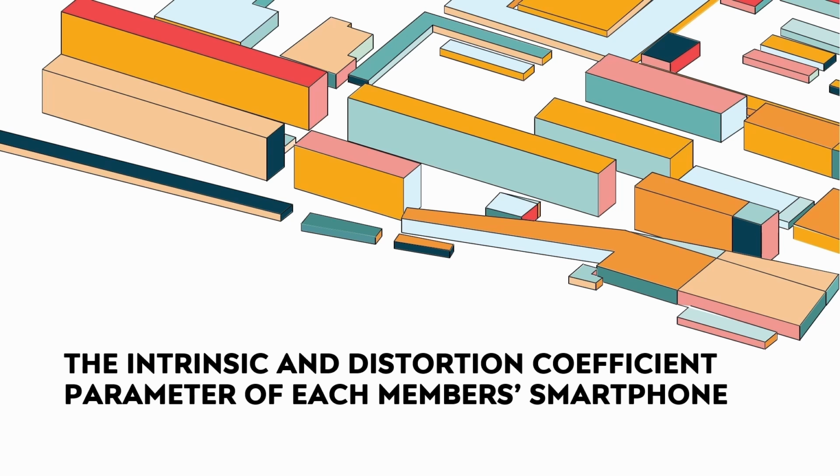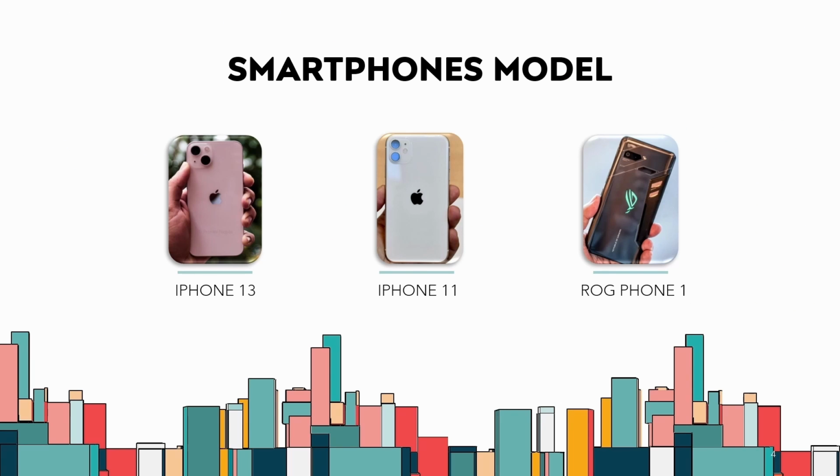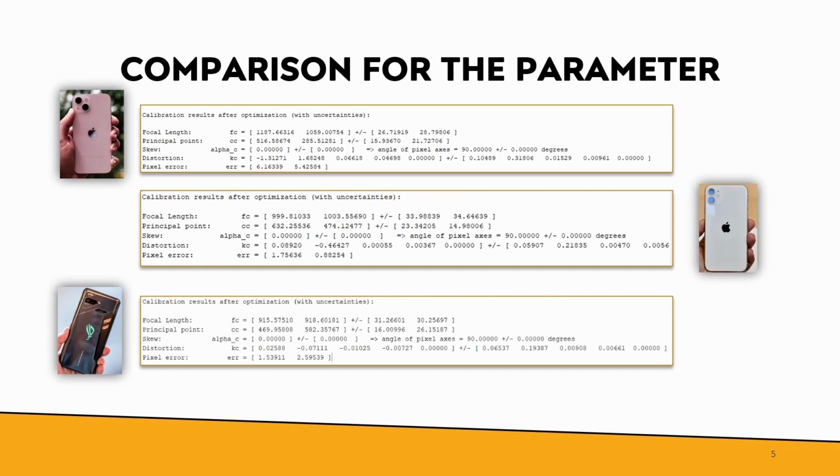Okay, next we take a look at the intrinsic and distortion coefficient parameters of each member's smartphone. We have three models of smartphone: iPhone 13, iPhone 11, and ROG Phone 1. So this is the comparison of the parameters. As you can see here, for the iPhone 13, the focal length is 1187.66316. Meanwhile, for the iPhone 11, 999.81033.